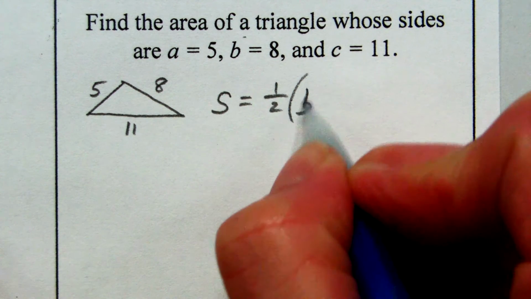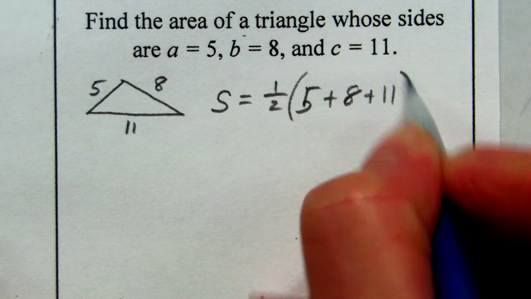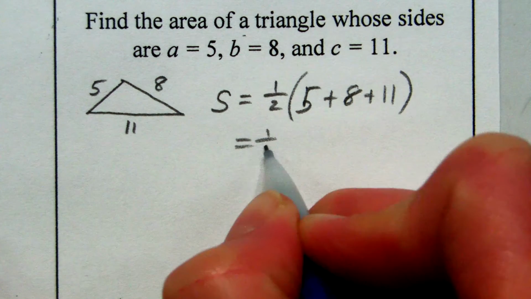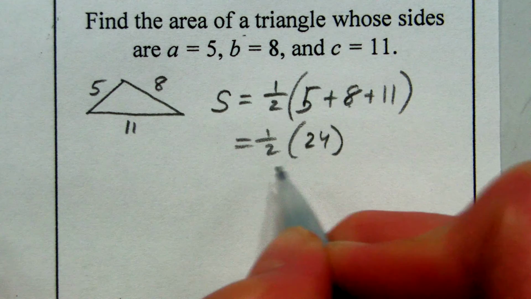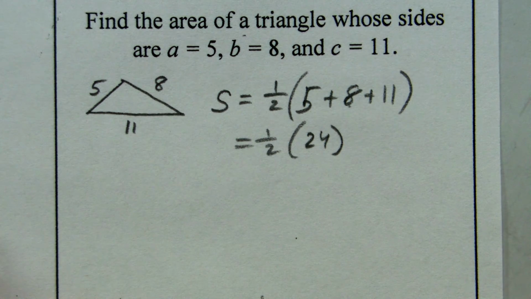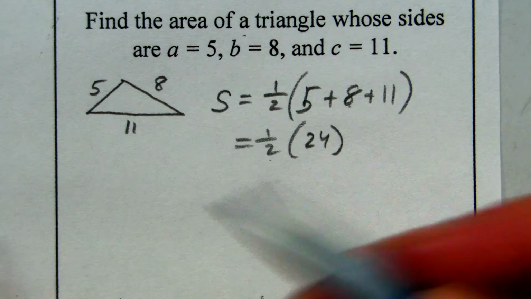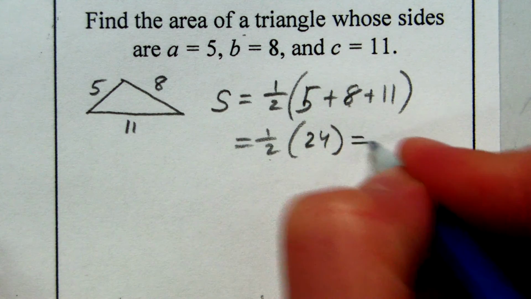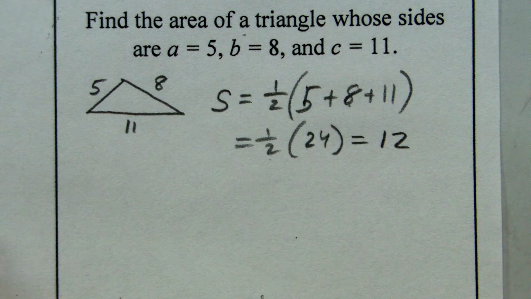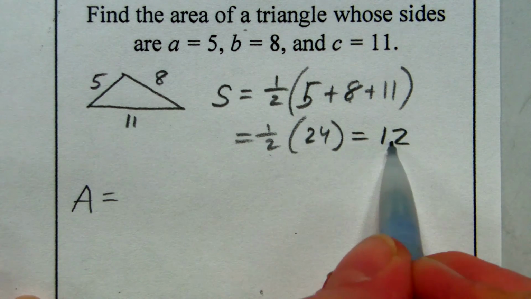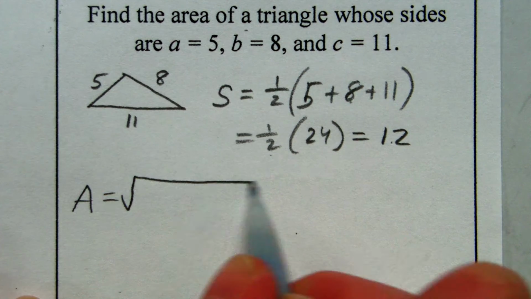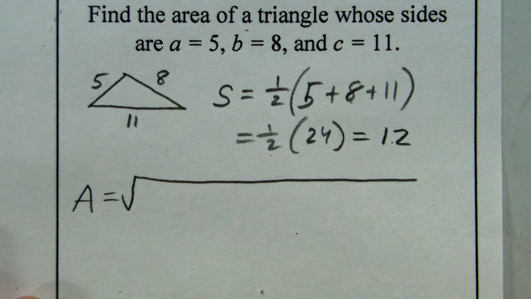So you start by finding the semi-perimeter, which is half of A plus B plus C. So half of 5 plus 8 plus 11. If you do the parentheses, 5 plus 8 is 13, plus 11 is 24, and we're finding half of 24, or 24 divided by 2, or 0.5 times 24, however you want to think about that. And we end up with 12. Then we're going to put it into the area formula. This is just half the perimeter. It's just something you have to do before you put it into this.